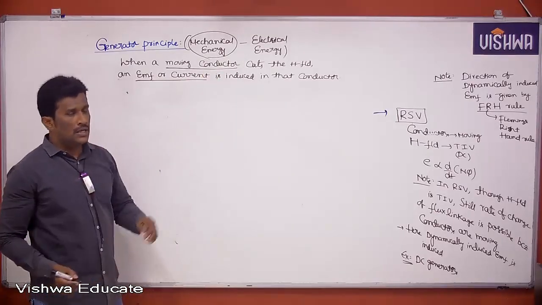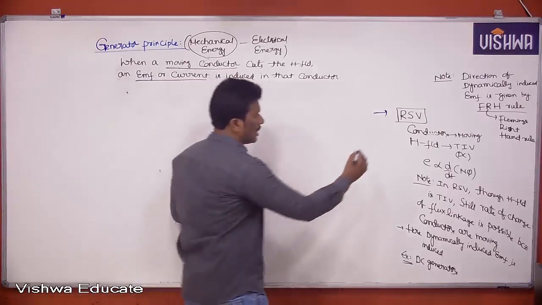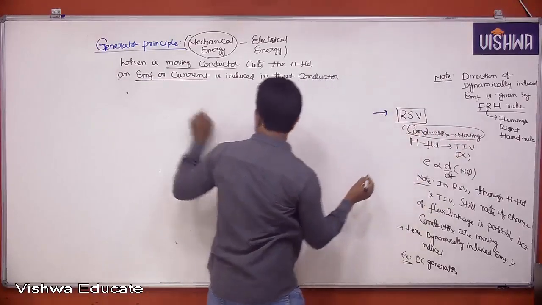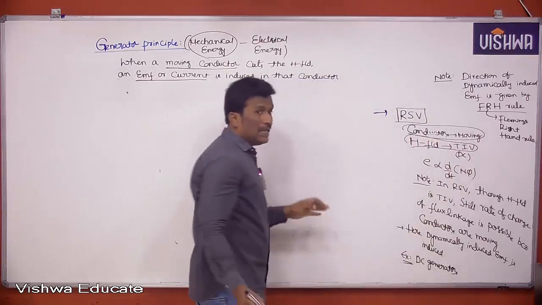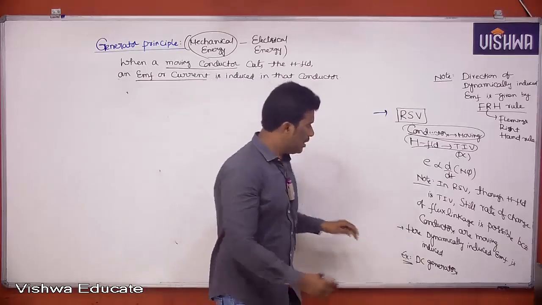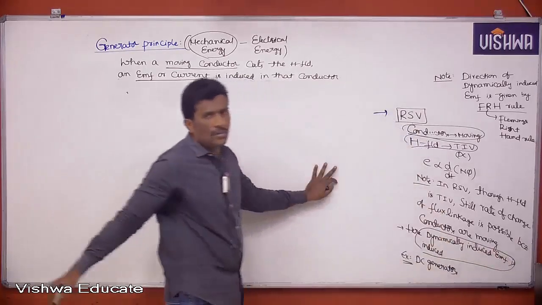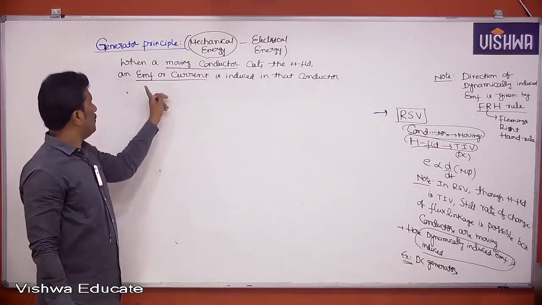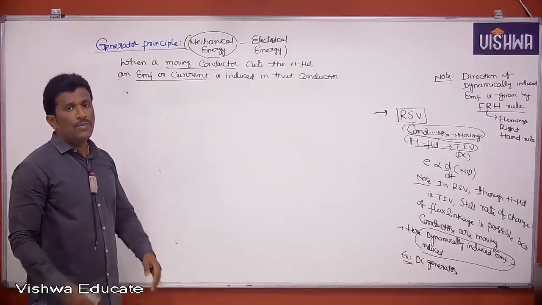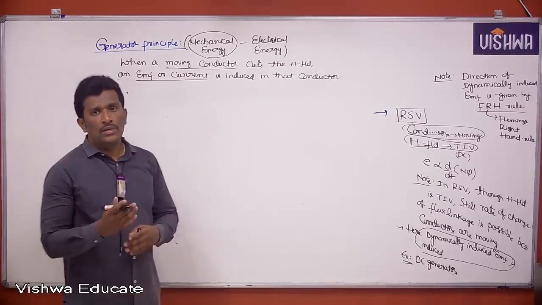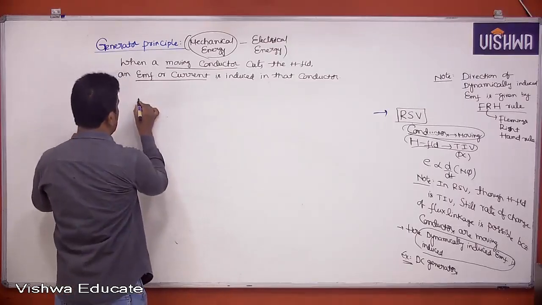If you observe clearly, this is nothing but RSV only. When a moving conductor, yes, conductors are moving, cuts the magnetic field, yes, time invariant magnetic field, EMF will be induced. What is the type of EMF induced here? Dynamically induced EMF is induced here. So tell me, what is the type of EMF induced because of generator action? Dynamically induced EMF.